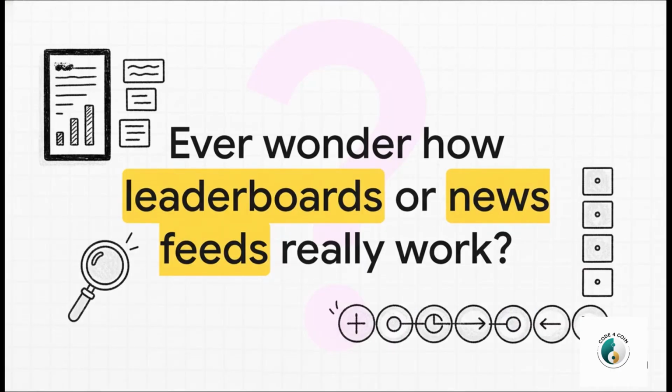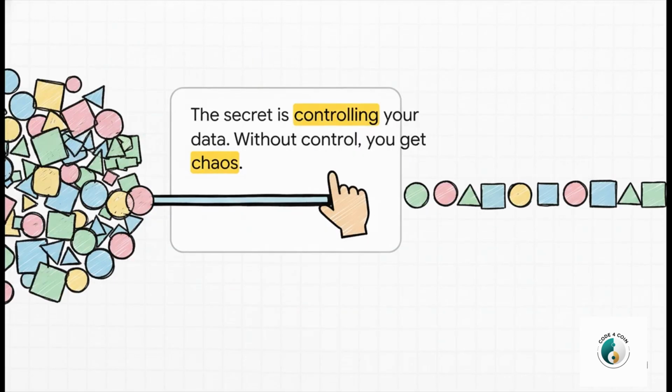So, you ever find yourself wondering about this? When you see a leaderboard in a game, or the top 10 articles on a news site, or even when you're just clicking through pages of search results? How does that actually happen? It's definitely not magic. The secret, it turns out, is all about controlling the data you get back.